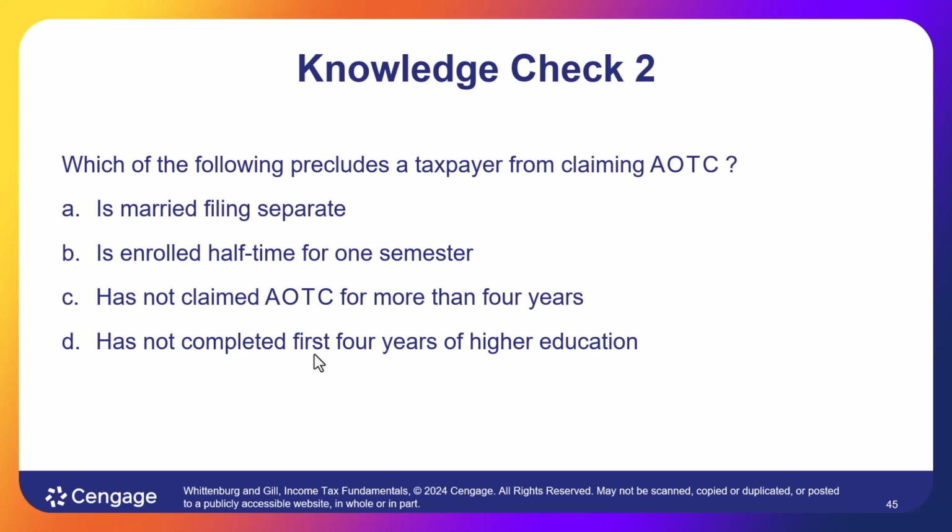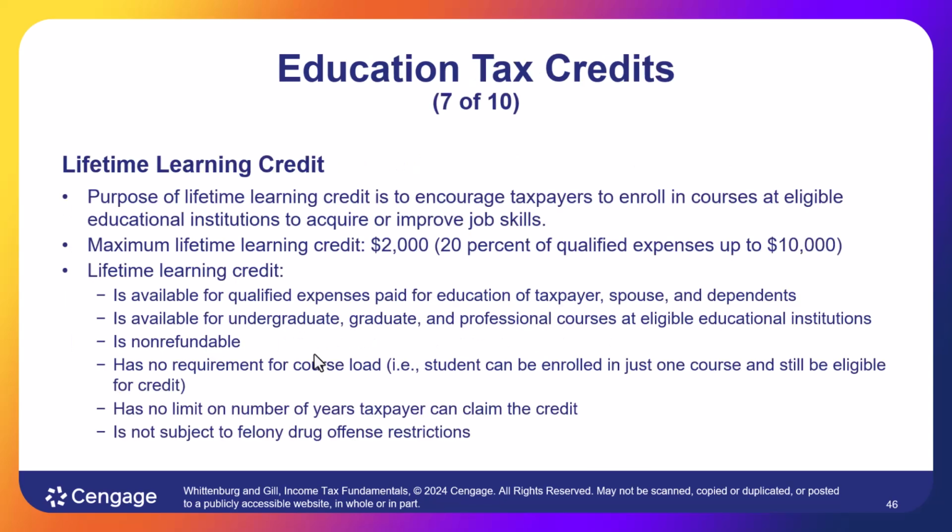Which of the following precludes a taxpayer from claiming AOTC? The answer is married filing separate precludes you. So if you don't qualify for the AOTC, which is a $2,500 tax credit, of which some of it was refundable, then you might qualify for the lifetime learning.